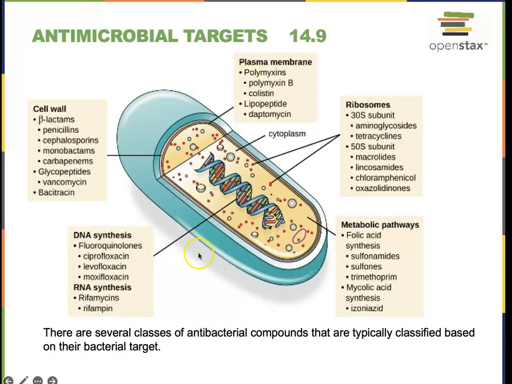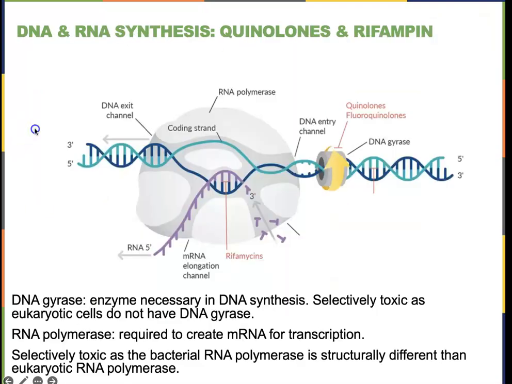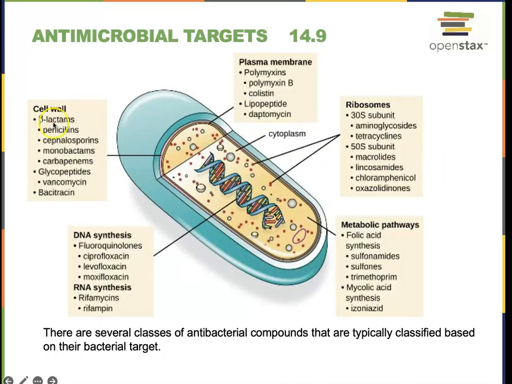starting with an image of the targets again. And we have the cell wall, right? So again, this is a selectively toxic target because we don't have cell walls, and the molecule of peptidoglycan is unique to bacteria. There are lots of drugs that attack the cell wall, right? So we're only going to talk about penicillin, which happens to be in the category of beta-lactam. We'll look at how it works.